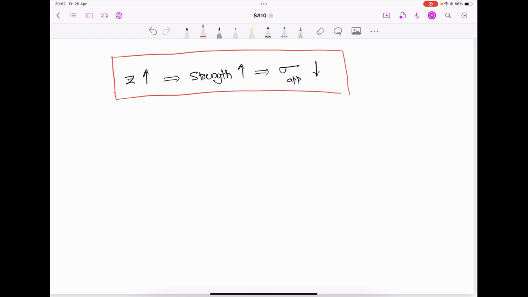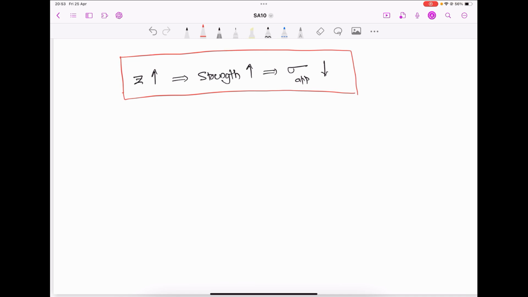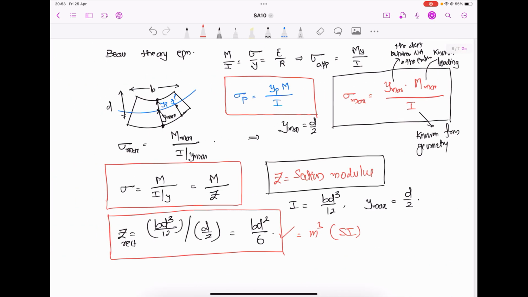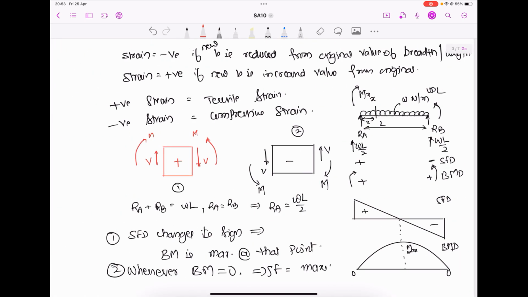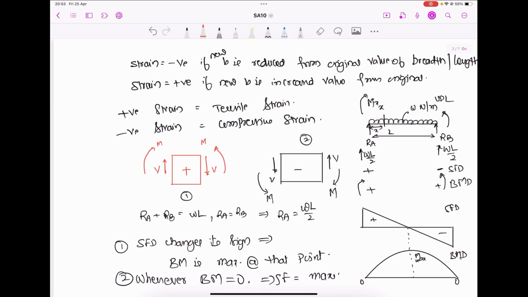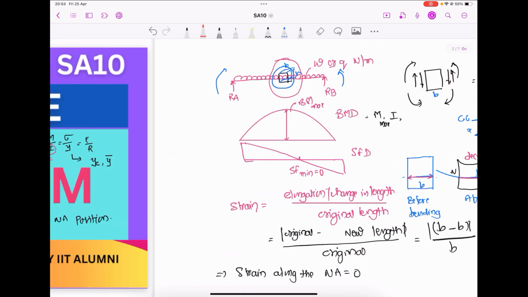Very, very important. At least we can expect 3 to 4 objective multiple choice questions derived from it. There is a chance that a question can be asked on this. Very, very important. And this is how we can get valuable information about a particular beam.